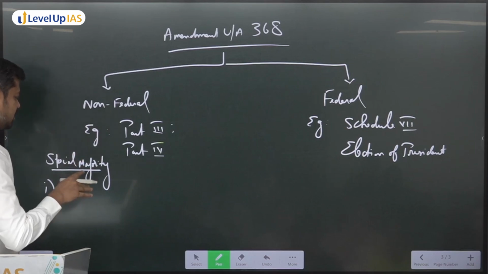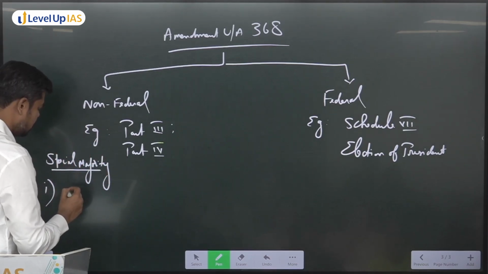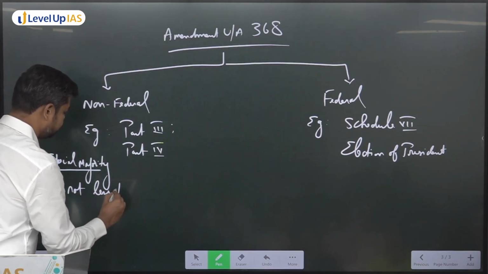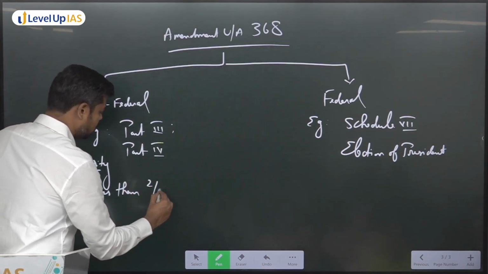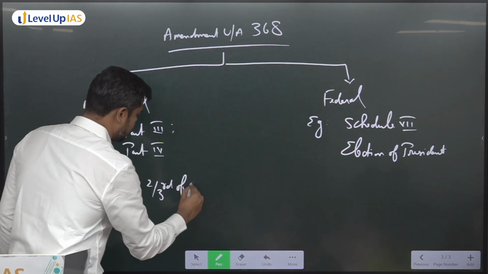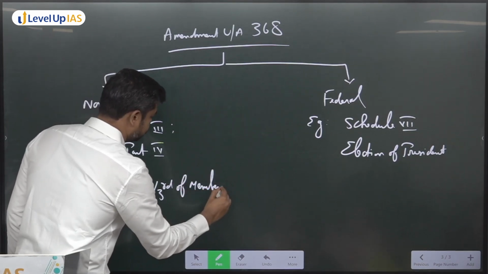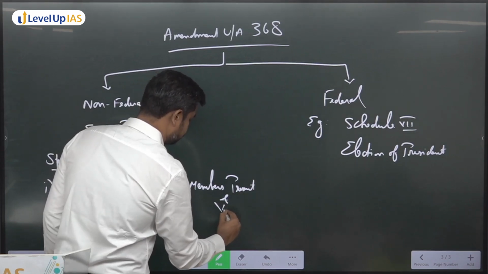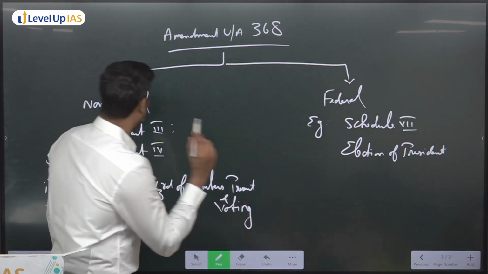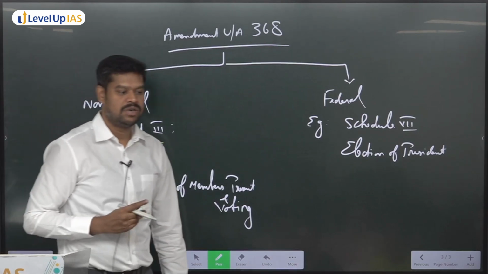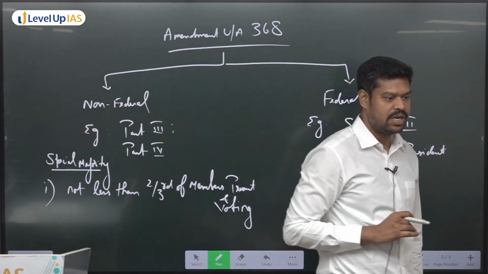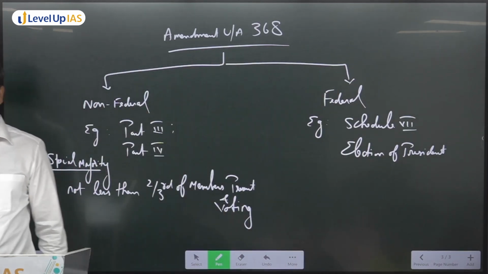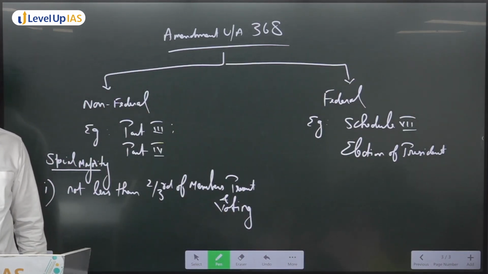But once a constitutional amendment bill is introduced in whichever house, it has to be supported by not less than, this is the first condition, not less than 2/3 of the members present and voting. Minimum these many members have to support that. That is condition number one. This is not the complete condition, this is just condition number one. It has to be supported by not less than 2/3 of the members present and voting.